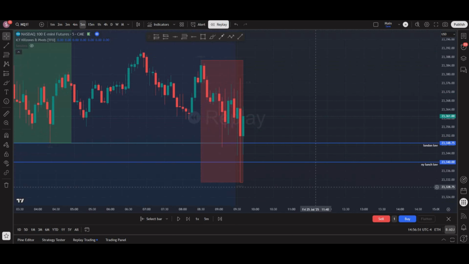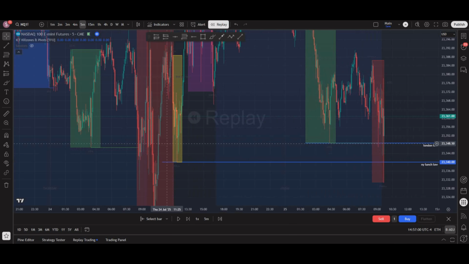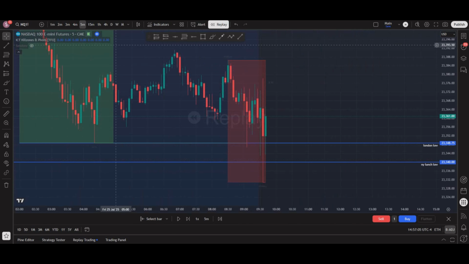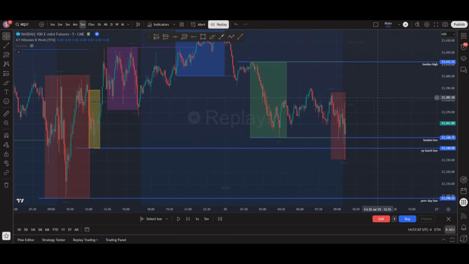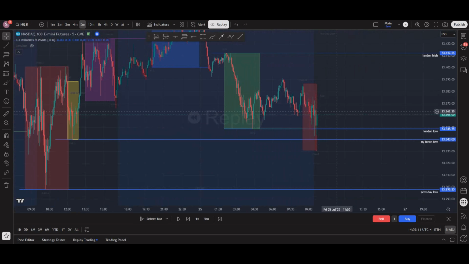So price opens up, we get market open right here, and price comes down and it sweeps out the London low right here, and it also sweeps out this New York lunch low from the previous day. Now from here, if we back up, we have to see where is the next draw on liquidity. So you have to look at it from this perspective.